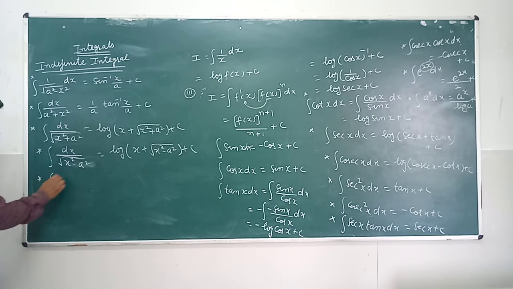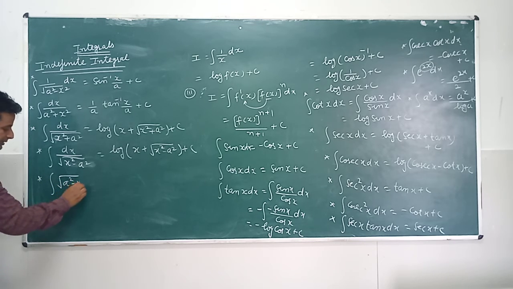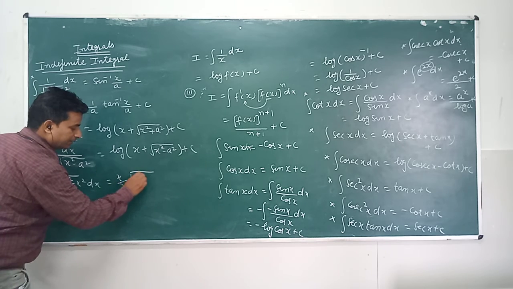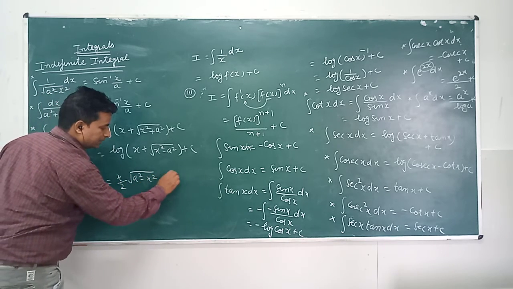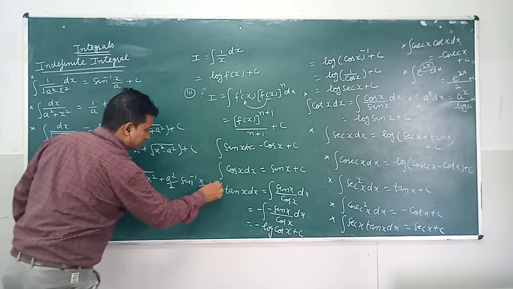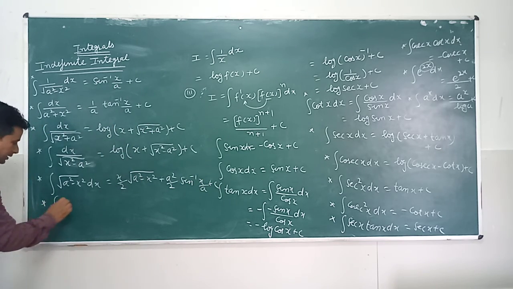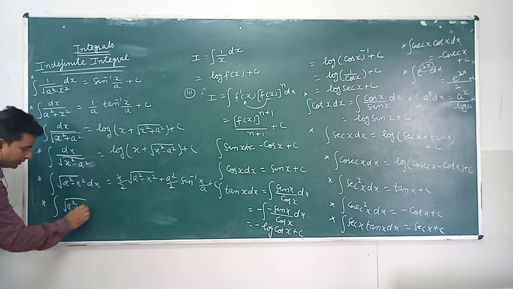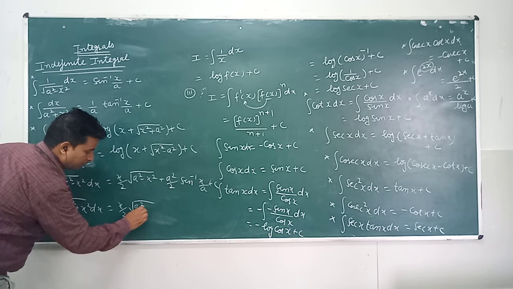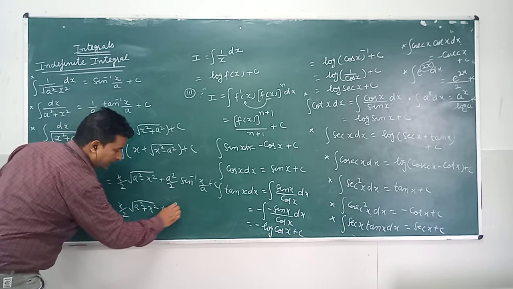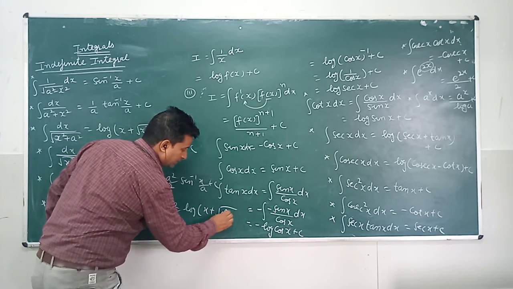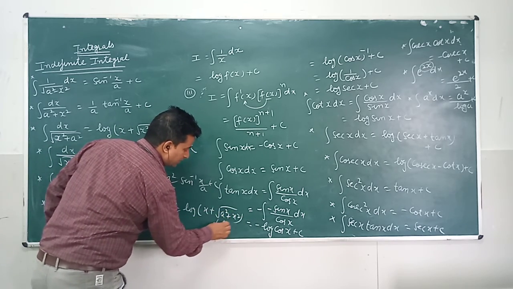There is another result, integral of under root a square minus x square dx, which is x upon 2 under root a square minus x square plus a square upon 2 sine inverse x upon a. This is the result. The other is integral of under root a square plus x square dx. This is x upon 2 under root a square plus x square plus a square upon 2 log x plus under root a square plus x square. This is the result.